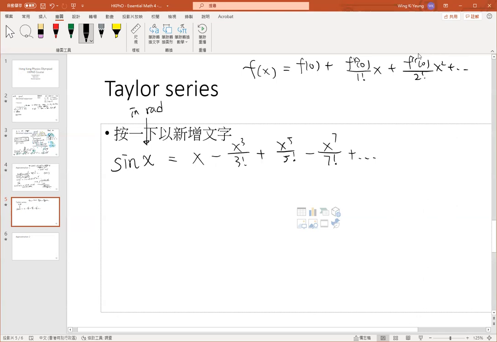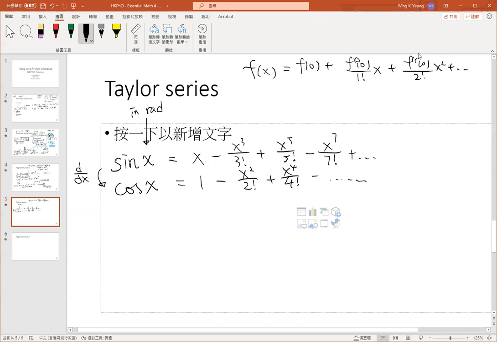And then we are also going to have a look at the Taylor series of cosine x. If you have learned about differentiation, you can do the differentiation here to get the Taylor series of cosine x. The form looks like this, and so on.